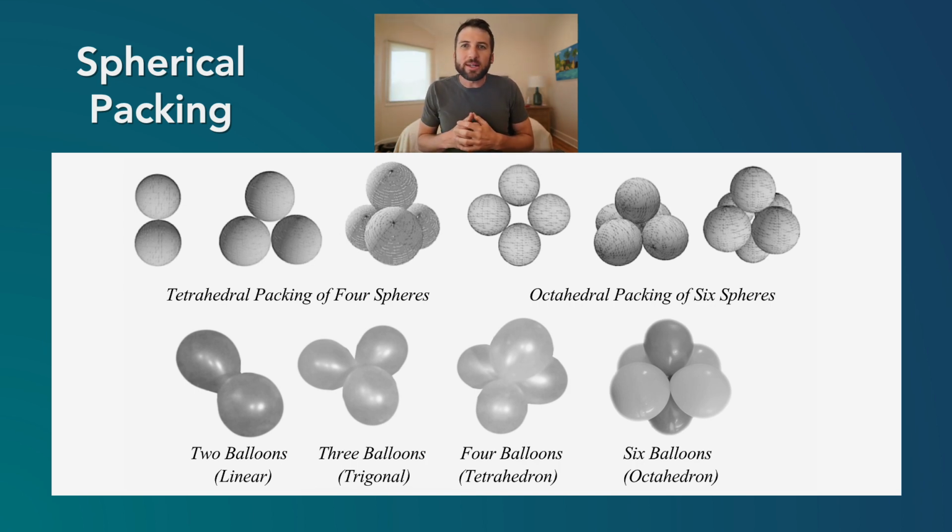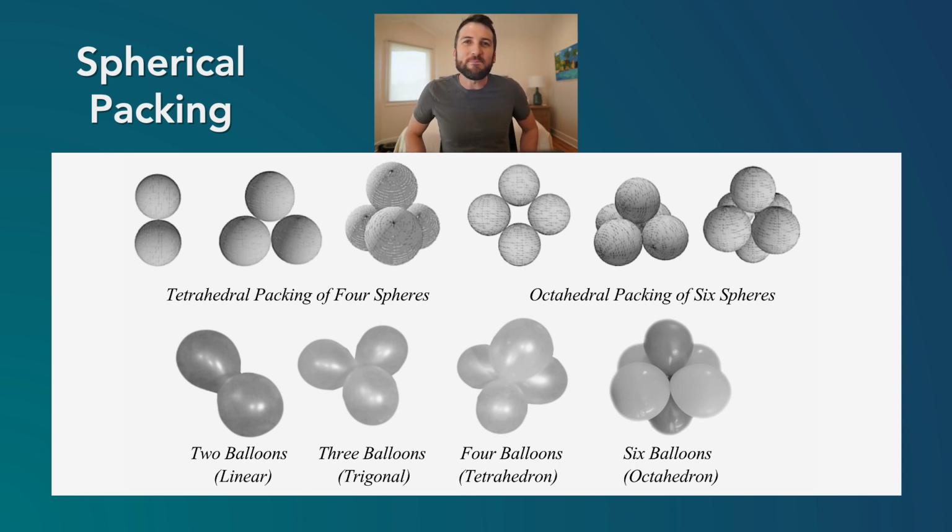Now, once you get up to 6 spheres, there's a different arrangement that's not based on the tetrahedron, but is based on the octahedron. Here, you essentially have 4 spheres in a square instead of a triangle. You put 1 sphere on top and 1 sphere on bottom. And this is the optimal packing of 6 spheres.